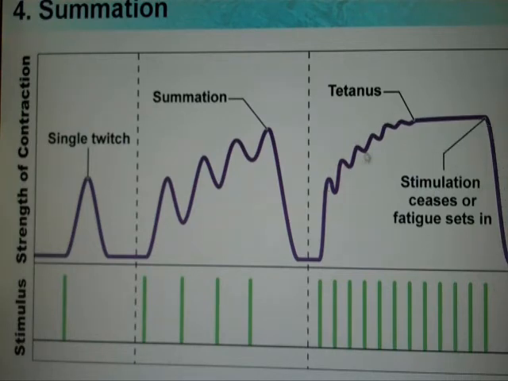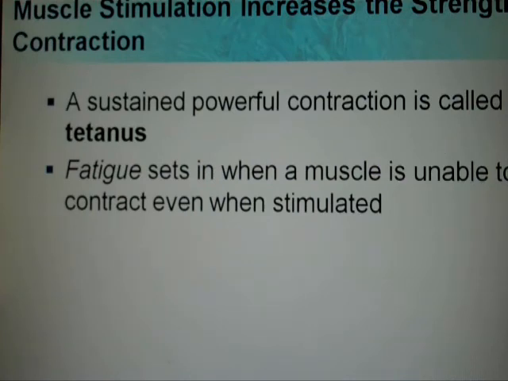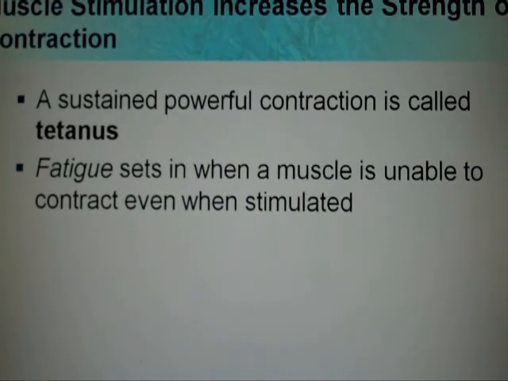Tetanus is when your muscles are fully contracted. We've summed together the strength of each of those muscle cells as we're sending nerve impulses faster than they have a chance to relax. We increase the strength of the contraction until tetanus is fully contracted. Alright, so a sustained, powerful contraction is called tetanus. Fatigue sets in when a muscle is unable to contract. So even though I'm sending the nerve impulses, even though I'm trying to tell my body to do it, the muscle can't contract.